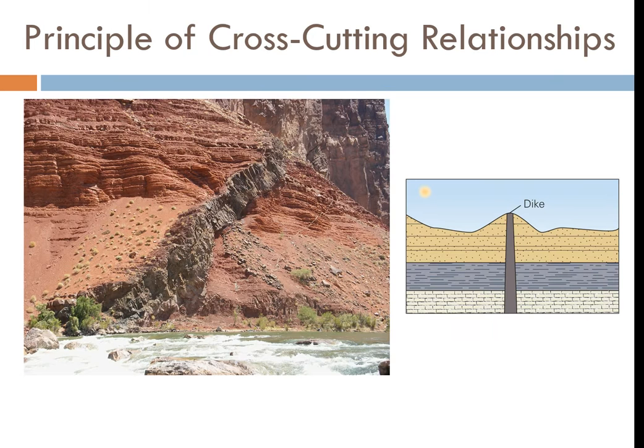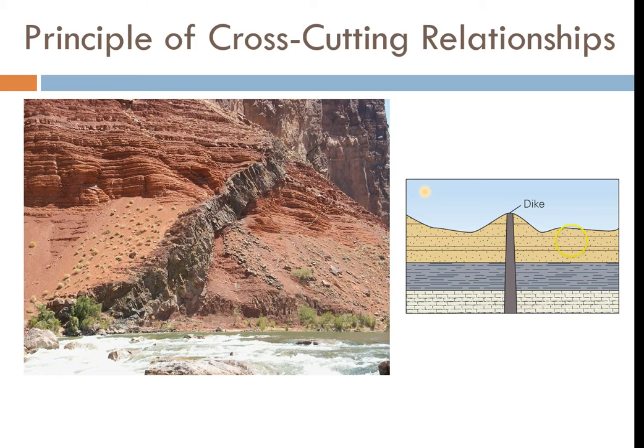Now, the principle of cross-cutting relationships. This says if there's a geologic feature that cuts across other rocks, that cutting feature is younger than the rocks they cut across. All right? So this feature you see here, this is a dike. This is actually a really famous one in the bottom of the canyon again. We've got a lot of Grand Canyon examples here. So this is a basalt dike.